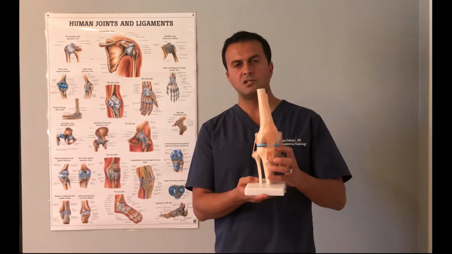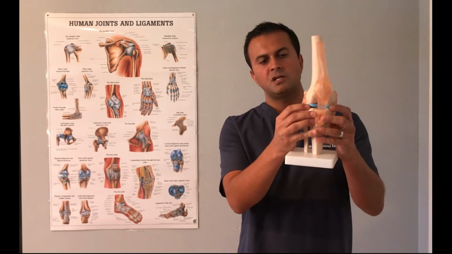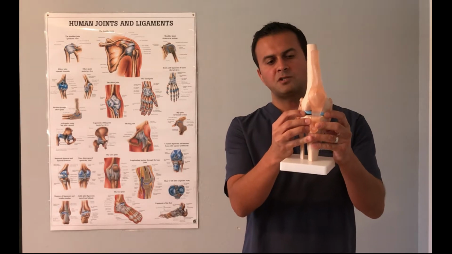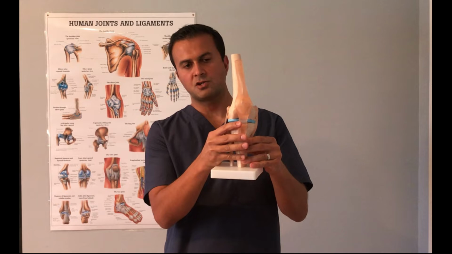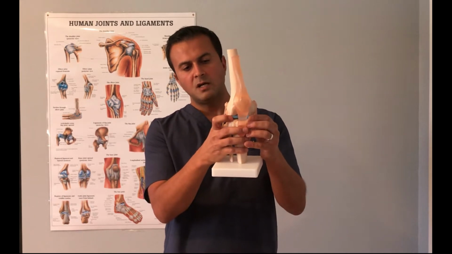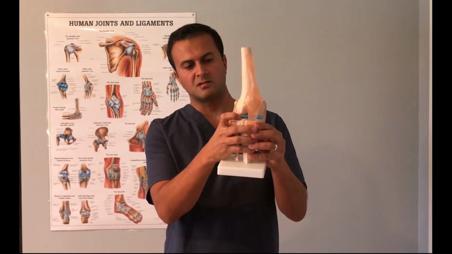So basically, your menisci are these two firm, rubbery-shaped structures located between your femur and your tibia, your shin bone. You have your medial meniscus and your lateral meniscus here.